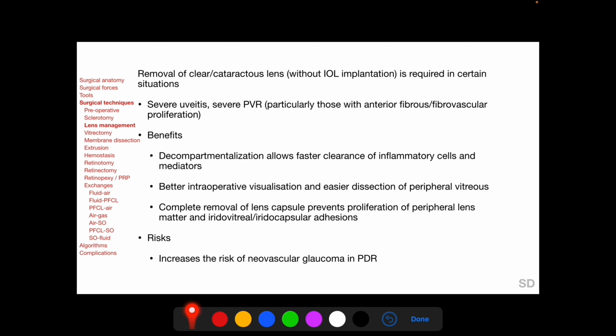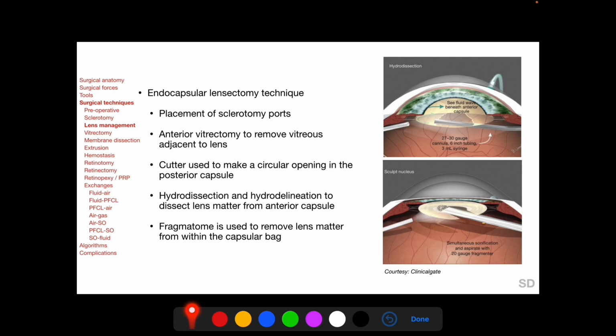The technique for this procedure, along with vitrectomy, is often endocapsular lensectomy, which is performed through a posterior approach to the pars plana, in which, following placement of sclerotomy ports and anterior vitrectomy to remove vitreous adjacent to the lens, the cutter is used to make a circular opening in the posterior capsule, following which hydrodissection and hydrodelineation is performed to dissect lens matter from the anterior capsule, as seen here in this photograph. Subsequently, Fragmatome is used to remove lens matter from within the capsular bag, as shown here in this figure.